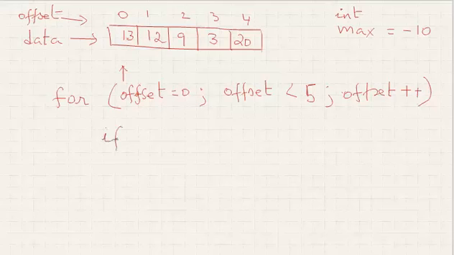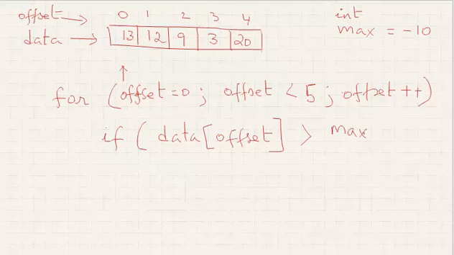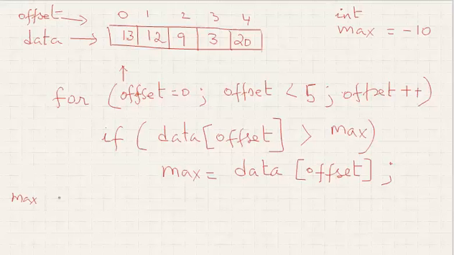So you check if my data array offset, in this case 0, which is 13, is it greater than my existing max? My maximum is minus 10. In this case it's true, so you change your maximum to data offset. Okay, so at the first iteration, when it's done, your maximum becomes 13 from minus 10, right?